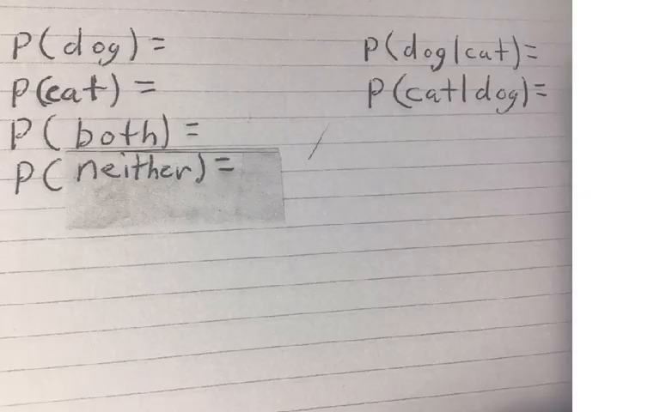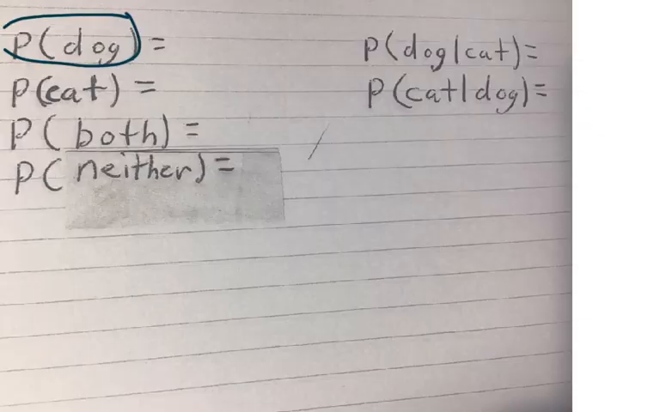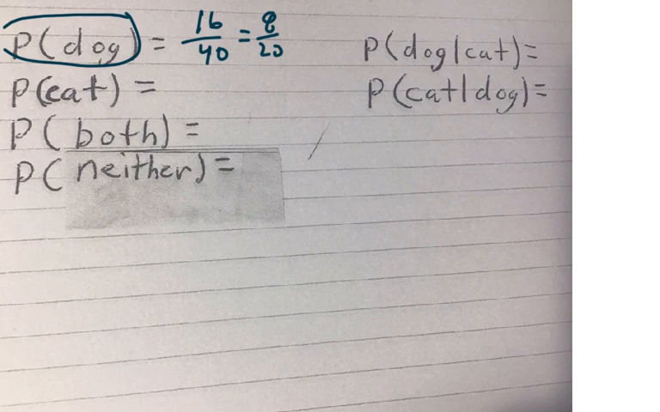So here we go. What's the probability that we pick somebody that has a dog? Well, the trick here is you don't just do 11, because we also have 5 more that also happen to have a cat, but they still have a dog. So together, we have 16 out of the 40. And don't forget to reduce. This would be half credit. So reducing it, that would be 8 out of 20. I'm just going to keep dividing by 2. 4 out of 10, which is 2 out of 5. So 2 out of 5 would be full credit.